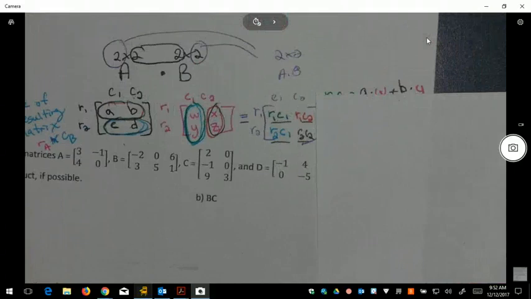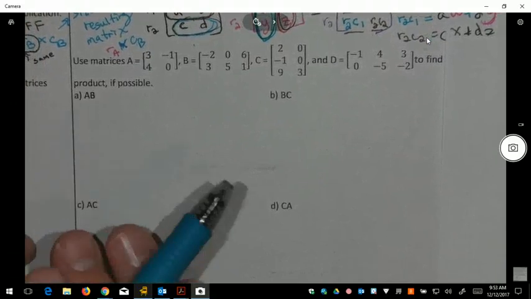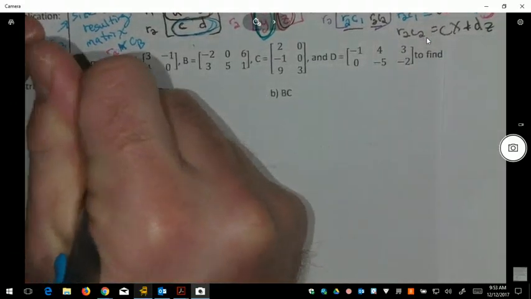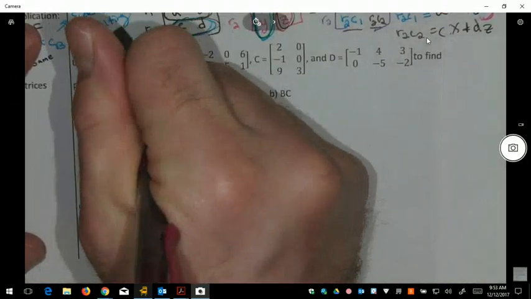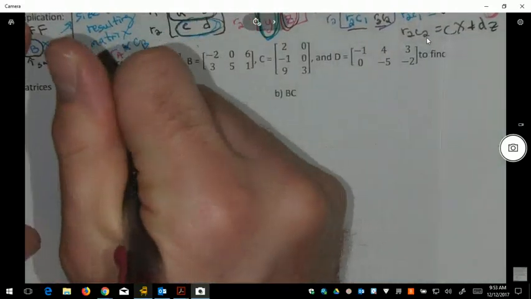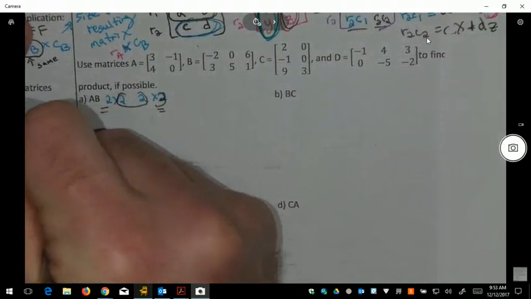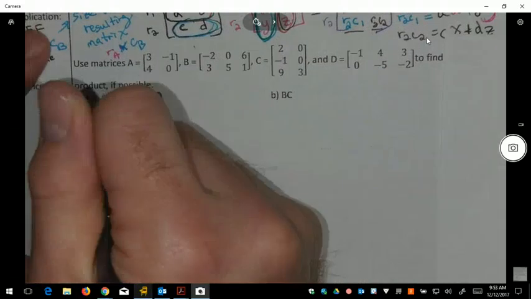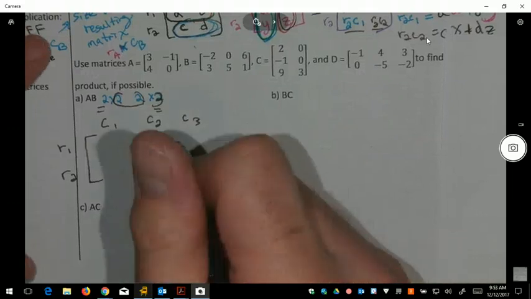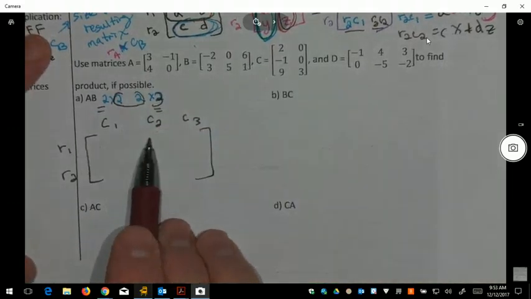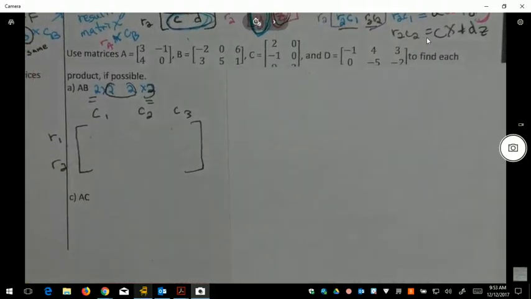The first one that they want us to try is to do the product of matrix A and B. A is a 2 by 2, and B is a 2 by 3. So is it possible? Yes. And the size we're going to end up with is going to be a 2 by 3. I'm writing big, excuse me, because I'm going to do my work on a separate sheet. So I'm going to have 1, 2, 3, 4, 5, 6 elements.